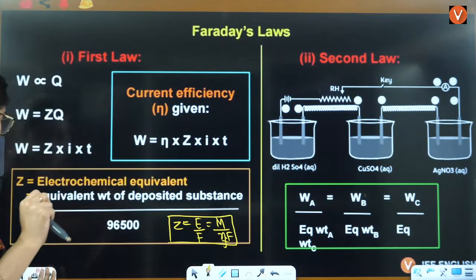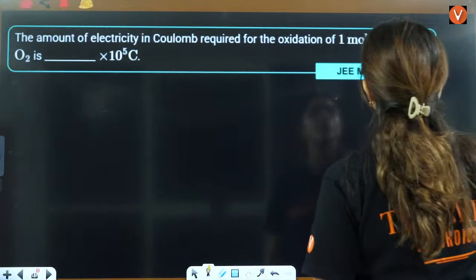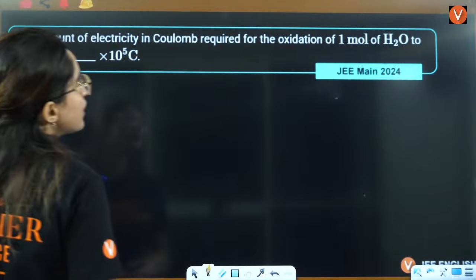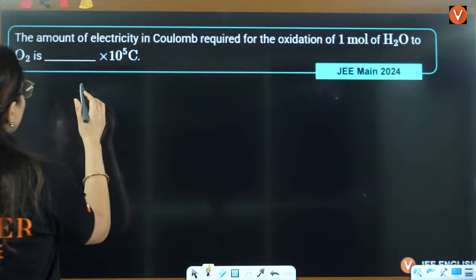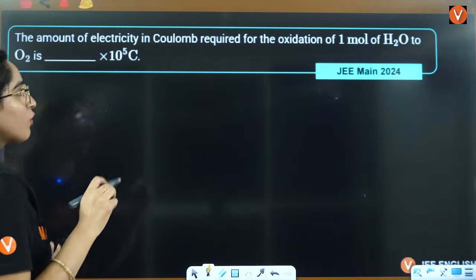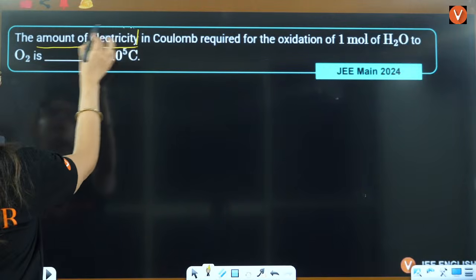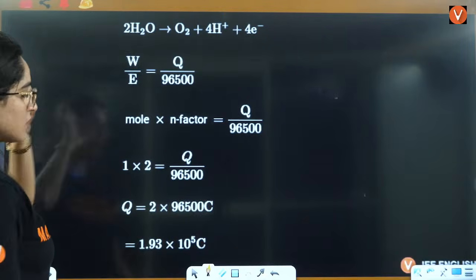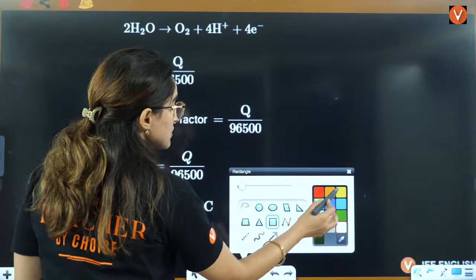Okay, so let's see some questions based on that. First is a JEE Mains 2024 question: the amount of electricity in coulomb required for the oxidation of 1 mole of water to O2. They are asking you the charge that is required here. So this is the formula that you have.